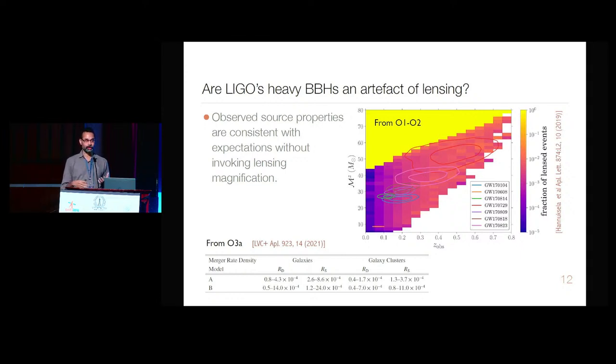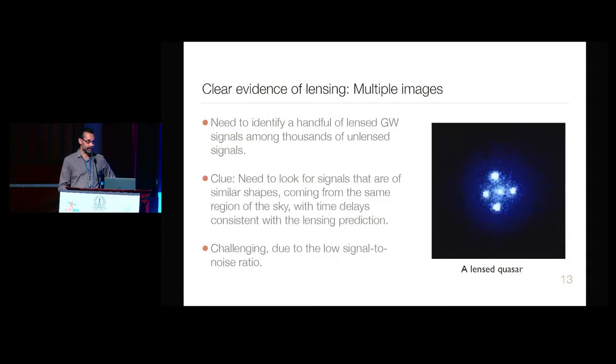That probability is order 0.1% or even less. And so most astrophysicists or astronomers don't believe that we have seen evidence of gravitational lensing of gravitational waves yet. However, one cannot rule out that possibility, right? One has to be open to that possibility.